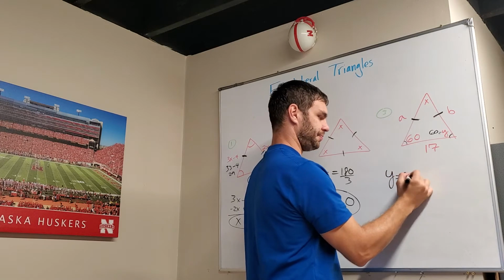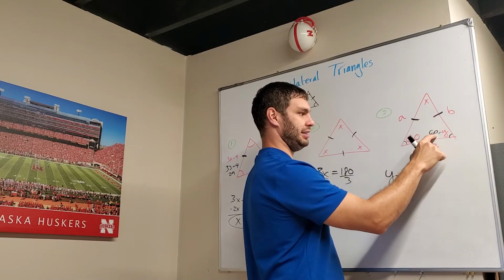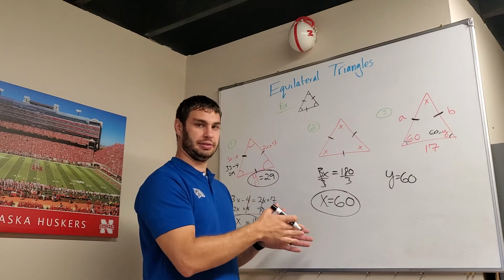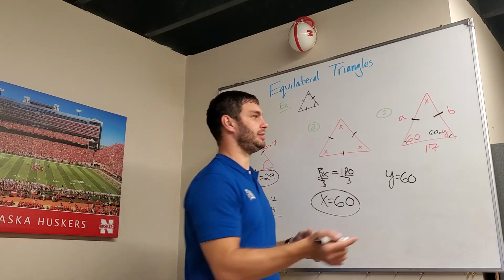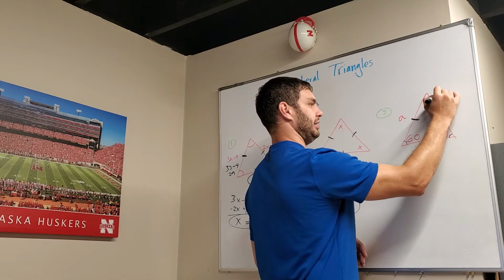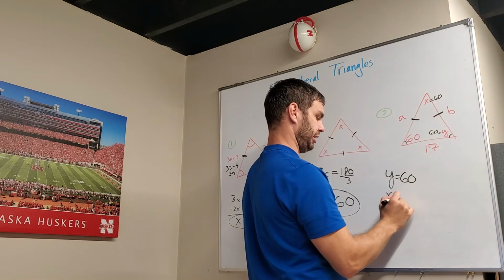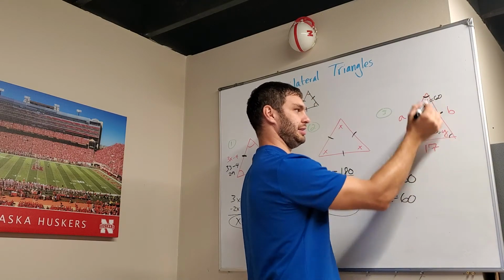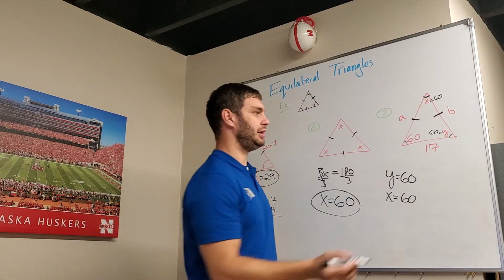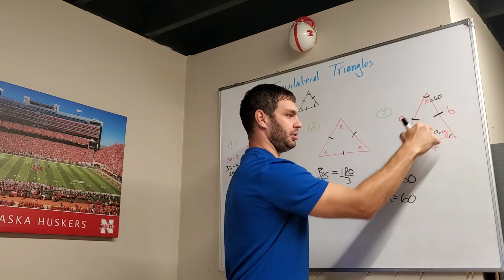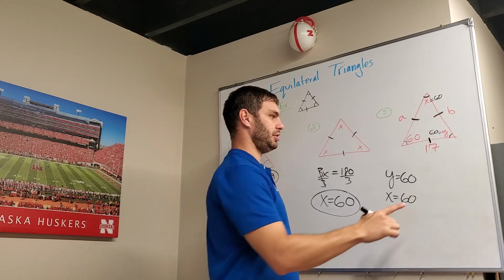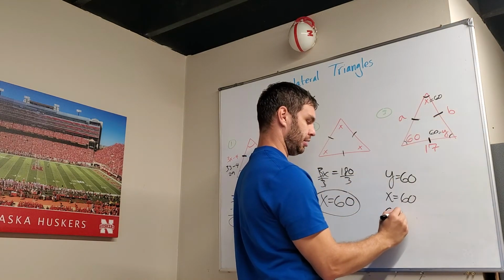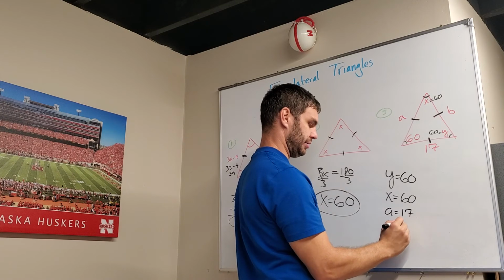So we got y. So we have 60 and 60, that's 120 if I add those together. Then left over, 120 to get to 180 is another 60. That means x also has to be 60. So now we have x. But if all of these are the same, 60, 60, and 60, then that makes this equilateral, which therefore all three sides have to be the same now. So because of that, if this side length is 17, I also know that A and B are also 17.